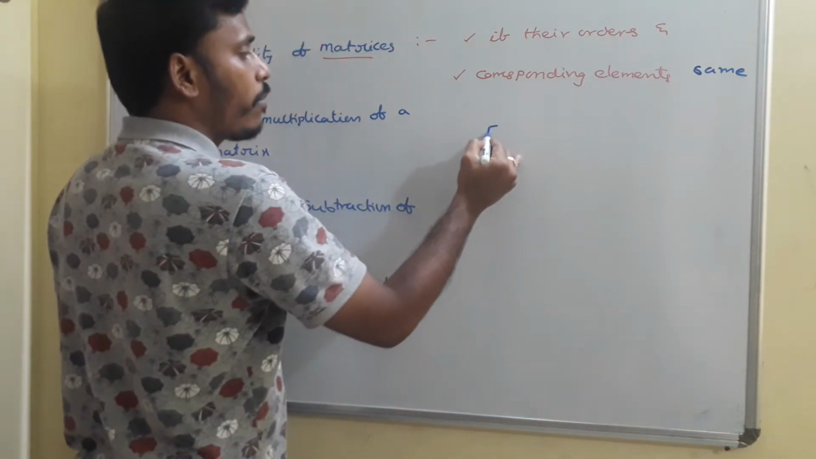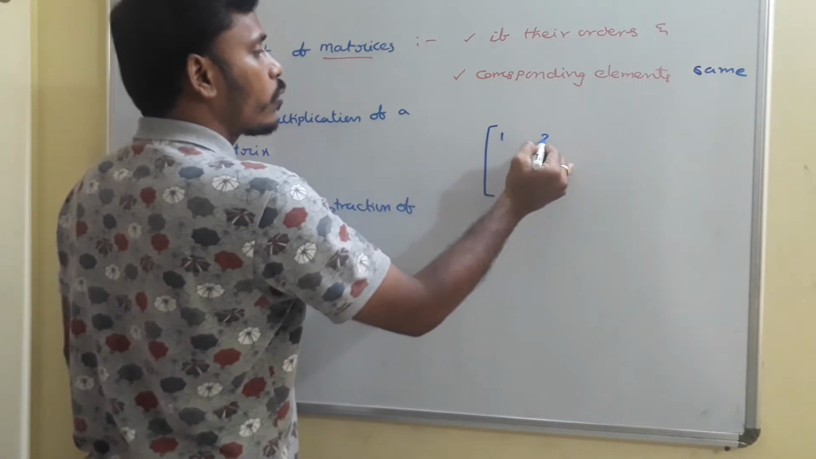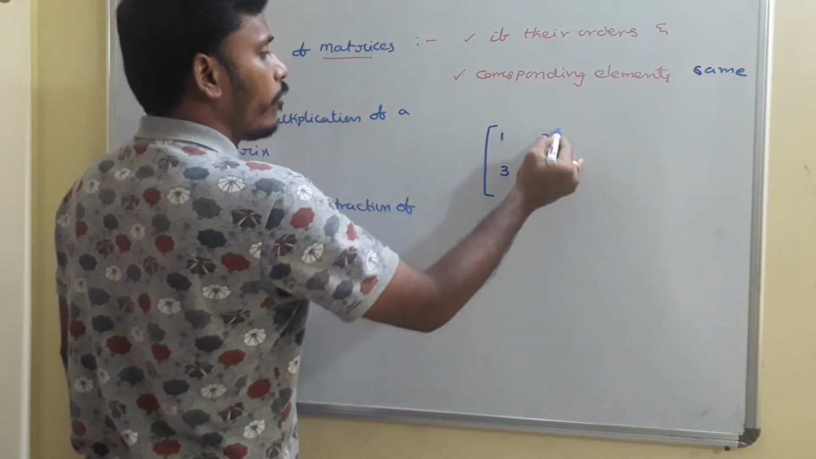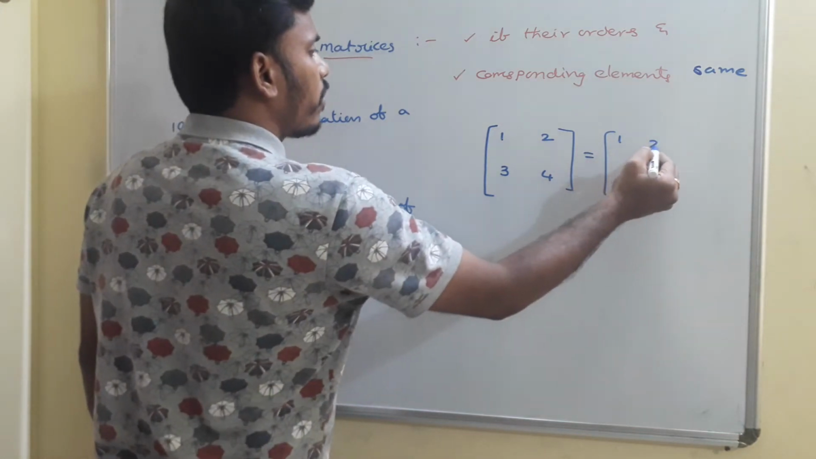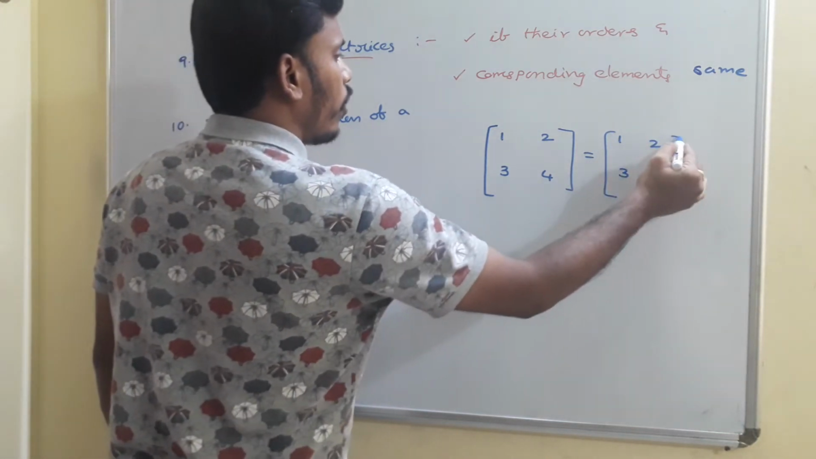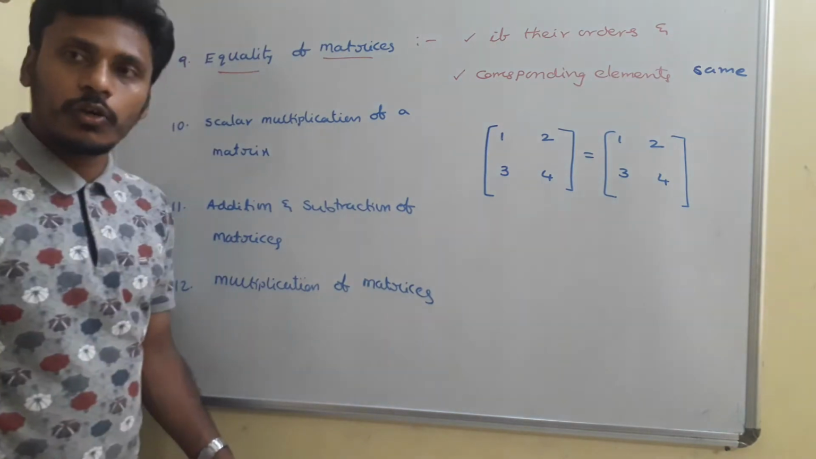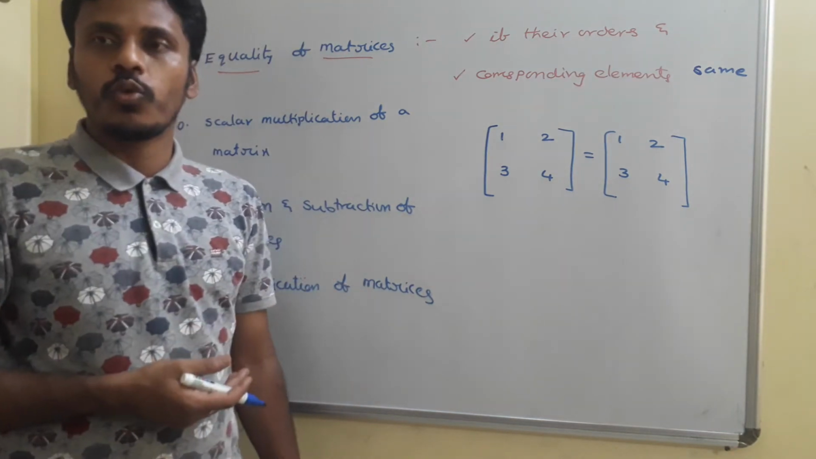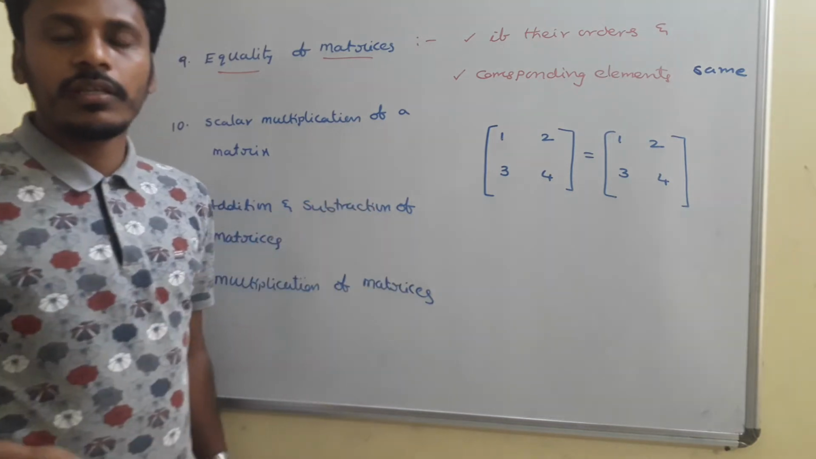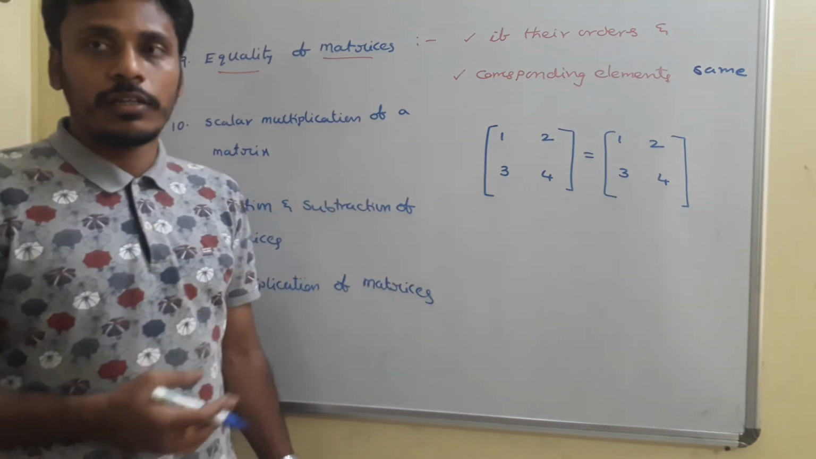For example, I have a matrix: 1, 2, 3, 4 is one matrix, and I have another matrix, same thing, 1, 2, 3, 4. Both the matrices are of order 2 by 2, and the elements are the same. Then easily we can say those two are equal. Why? Because by seeing it is very clear that the elements and the orders both are the same.